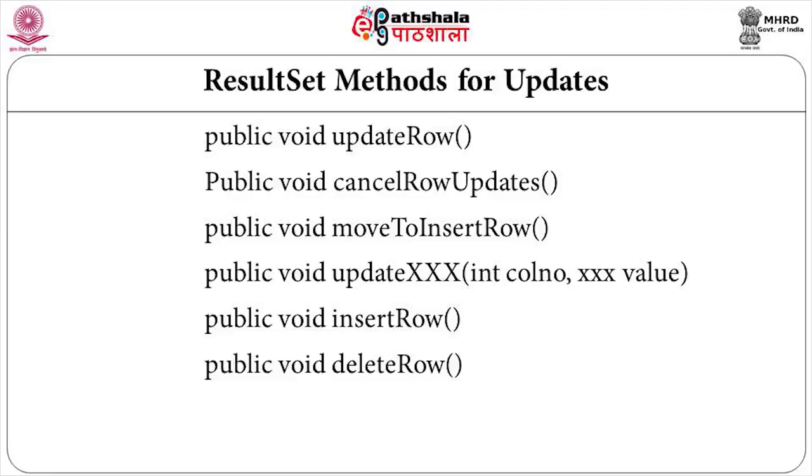So move to insert row is the first method you invoke on the result set. It opens up a blank row, creates a blank buffer for us. Use the update methods now to fill the values in the blank row, and then use the method insert row to have the row inserted. That's the way you use the insert row method.